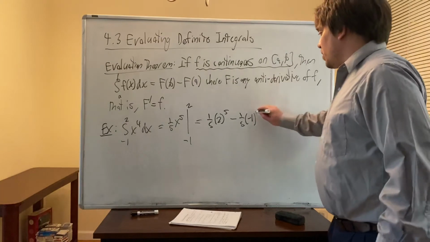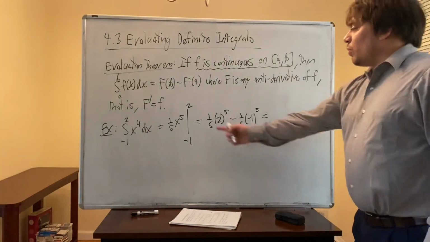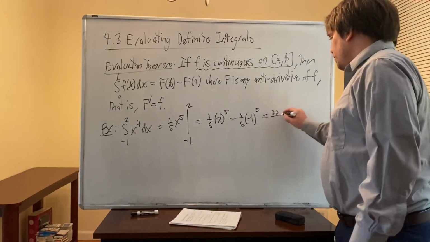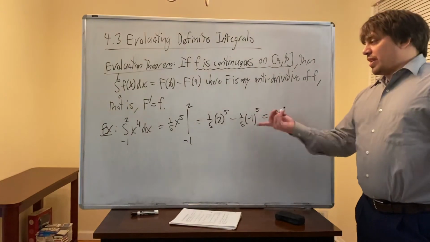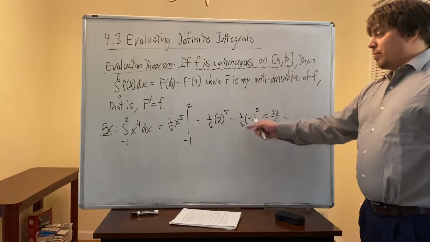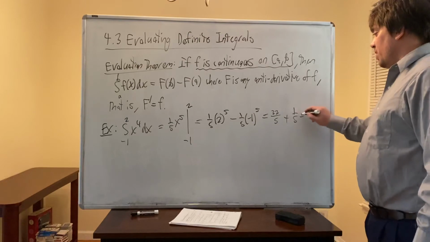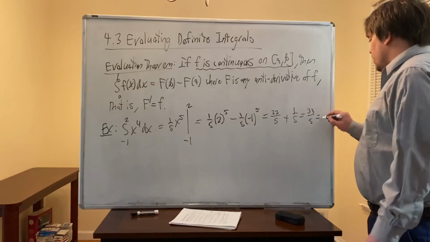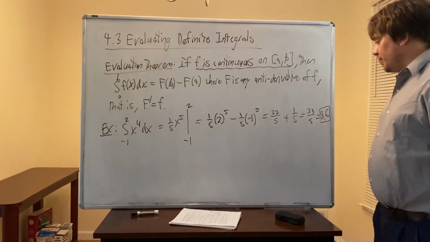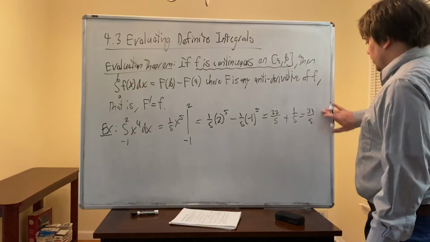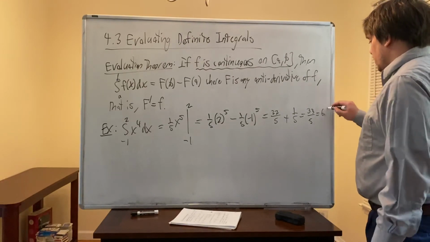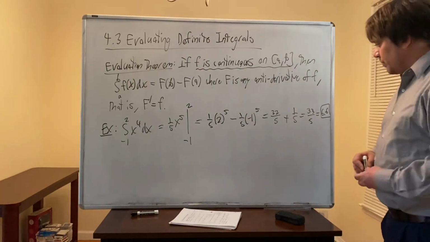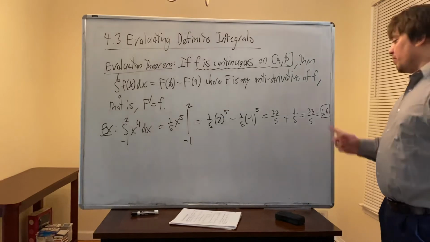And so this is making calculating the definite integral much faster, right? And so 1/5 times 2 to the 5th, 2 to the 5th is 32, so that's 32 over 5. Minus, -1 to the 5th is -1, and -1 times 1/5 is -1/5, so subtracting it gives plus 1/5. That's 33 over 5. And that's the same as 6.6. As a fraction in the simplest form it's 33 over 5, as a decimal it's 6.6.